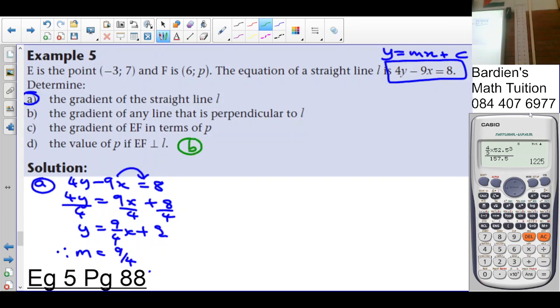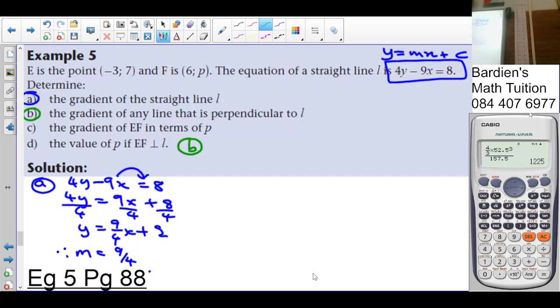Let's look at B. For B, they want to know the gradient of any line that is perpendicular to it. If lines are perpendicular, what do we know? The product of the two gradients is negative 1. If lines are parallel, the gradients are equal. You will agree with that?